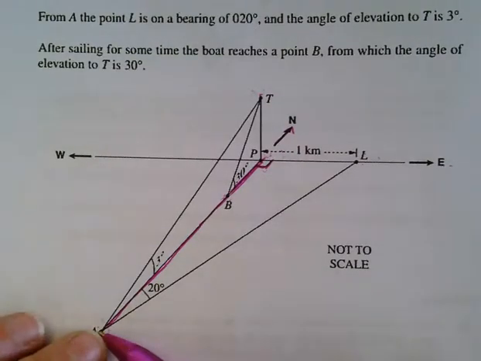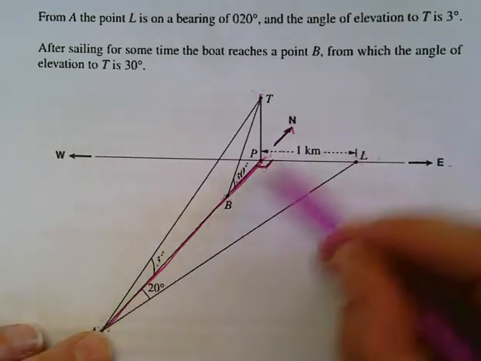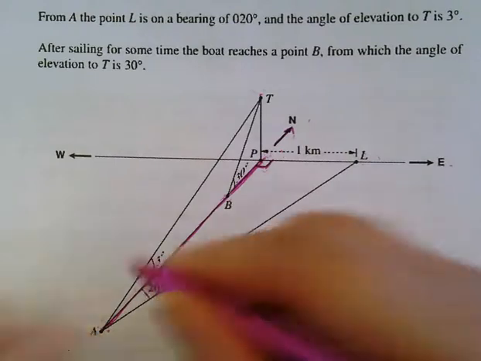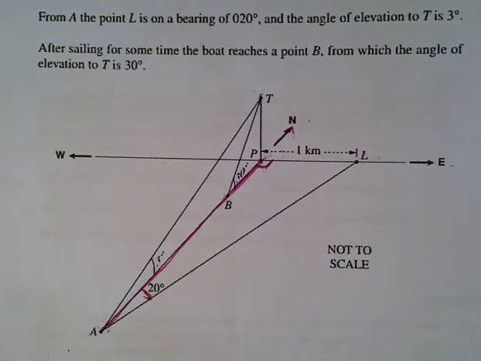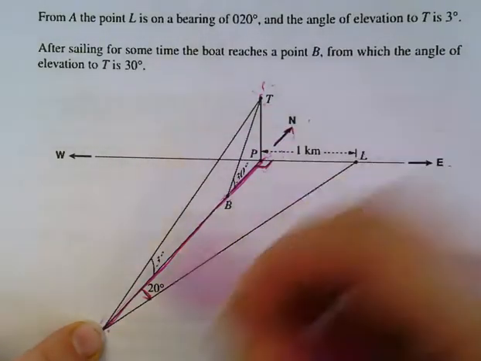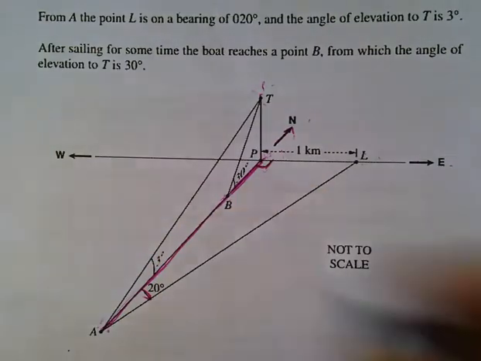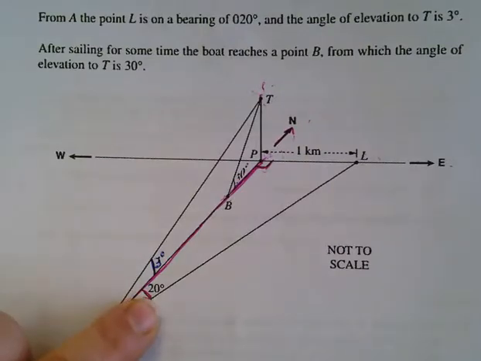So from A, the point L is on a bearing of, here's north, guys, the pink line. Aren't bearings measured from north? So this angle in here is drawn on the ground, it's 20 degrees, because the bearing of L from A is 20 degrees. And the angle of elevation, this one is up in the air, the other triangle. The angle of elevation of T from A is 3 degrees. This one here is up in the air, it's 3 degrees. This other one is on the ground.